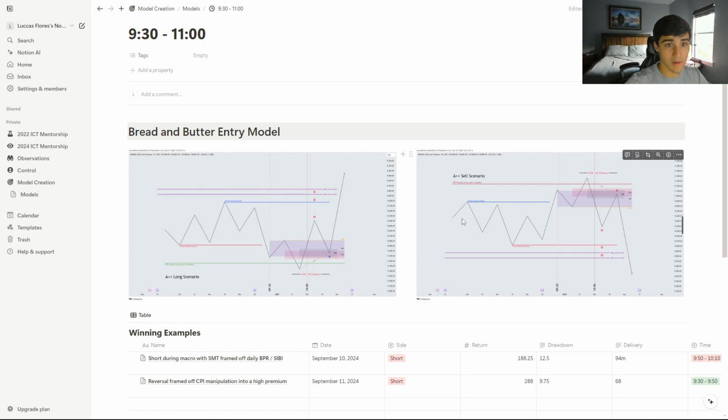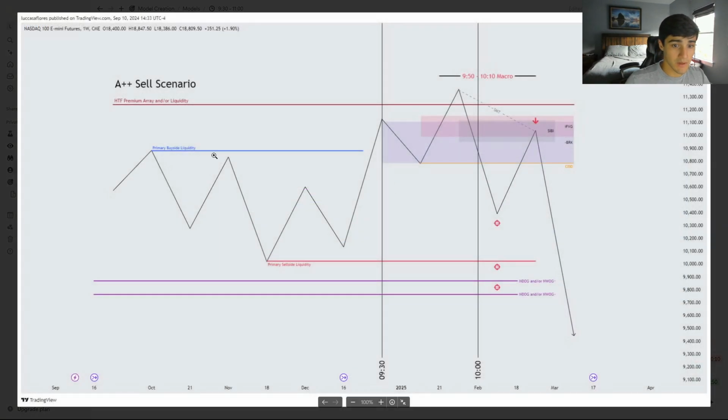So this is what I'm looking for post 9:30. Post 9:30, I want to look for this, and this is what occurred today. Initially, the market reaches for primary buy-side liquidity first, a pool of liquidity that I can frame on the 15-minute time frame. It reaches for that first, right? And it leaves relative equal lows below the marketplace. And the market trades higher up into a higher time frame premium array and/or liquidity, and that is when I see an indication that price is no longer capable of trading higher. And then I look for a sell signature in price action.